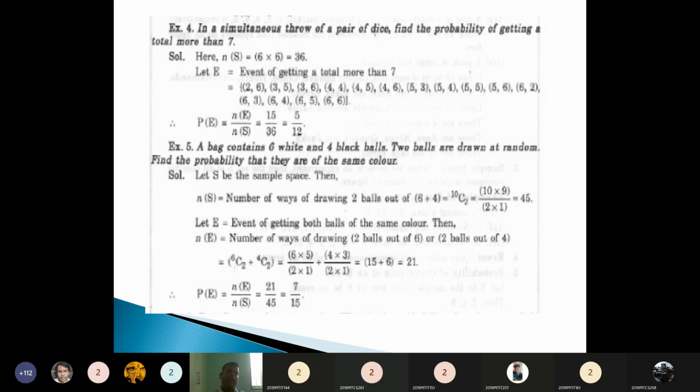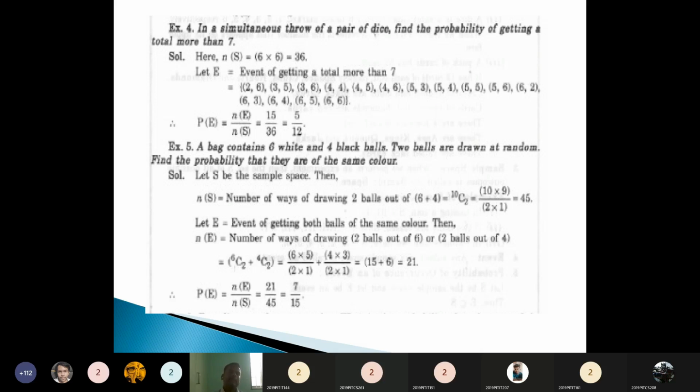When you add up these two phase values, we have to get more than 7. Strictly more than 7, not equal to 7. That means 8, 9, and so on. So the sample points that satisfy this are only 2, 6, 3, 5.